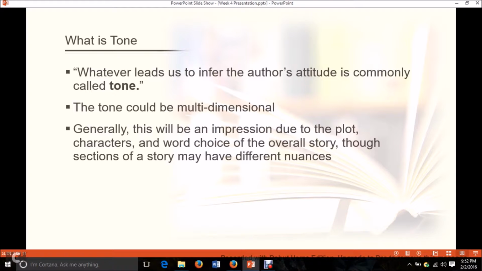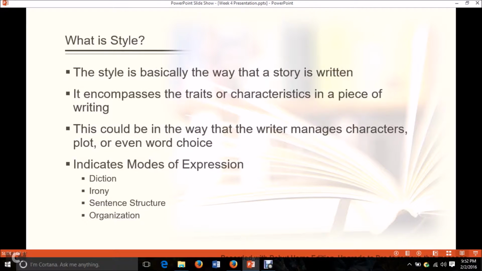This is also an impression that will be shared through the plot, through the characters, and also beyond that with the word choice of the entire story. And like I mentioned before, it's going to have different nuances depending on the section of the story and the point in the plot sequence. But think attitude. So what is style? Style is basically the way that the story is written. And this has more specific connotations than tone.